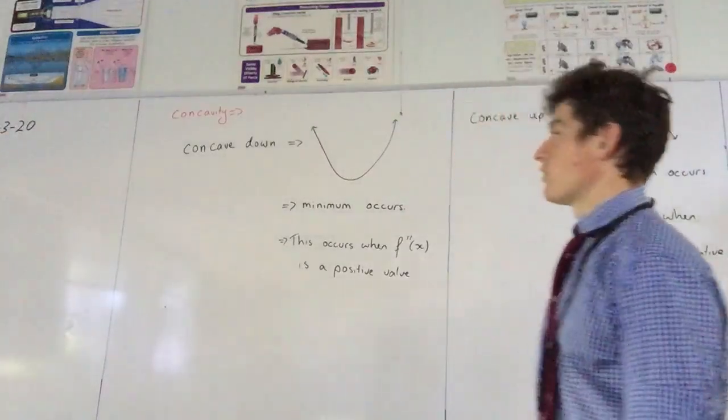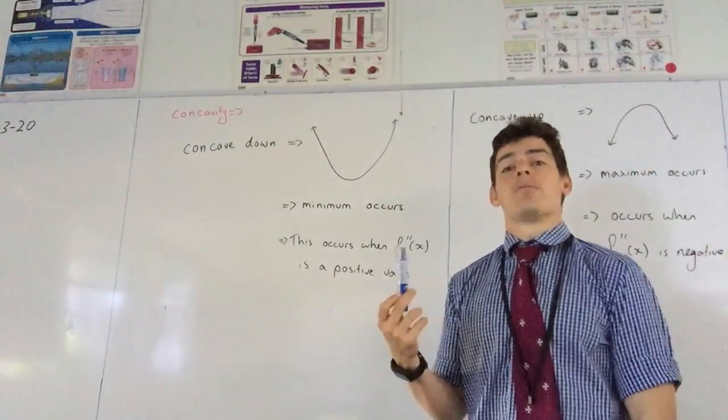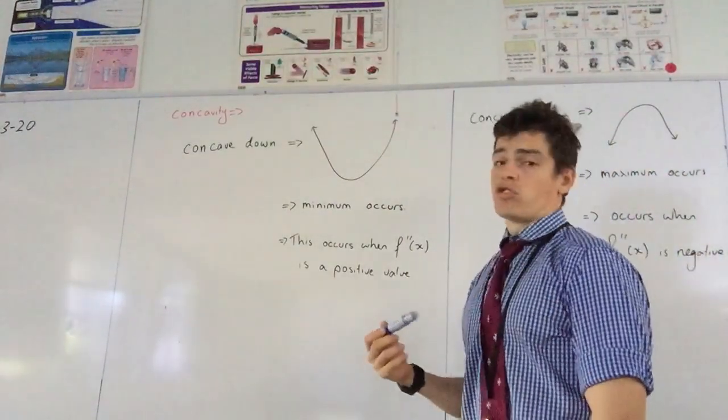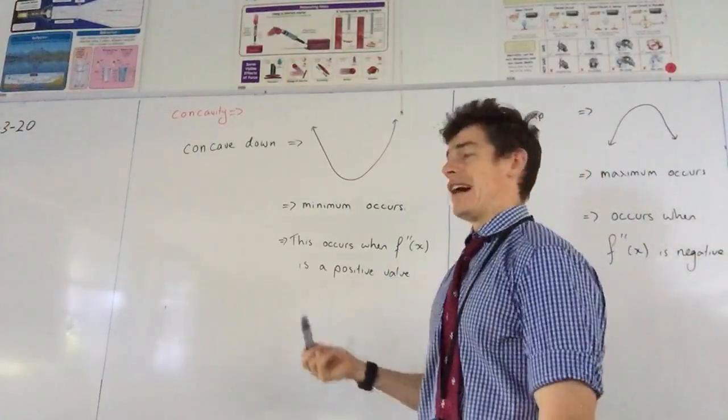Alright, so we're looking at concavity today. Basically looking at identifying how we can pick up the shape, or how a turning point or a stationary point looks. So trying to use concavity to determine what's going on at a turning point.